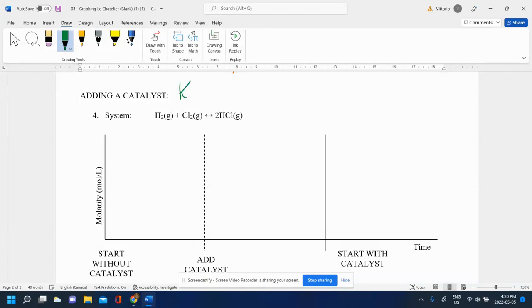So the K will be constant. Now, suppose we are starting the reaction without a catalyst and we let it reach equilibrium. So we're doing this reaction here. We're going to have some HCl starting off at 0, and then it's going to increase like this until it stops increasing. And then our H2 and our Cl2, they're going to decrease.